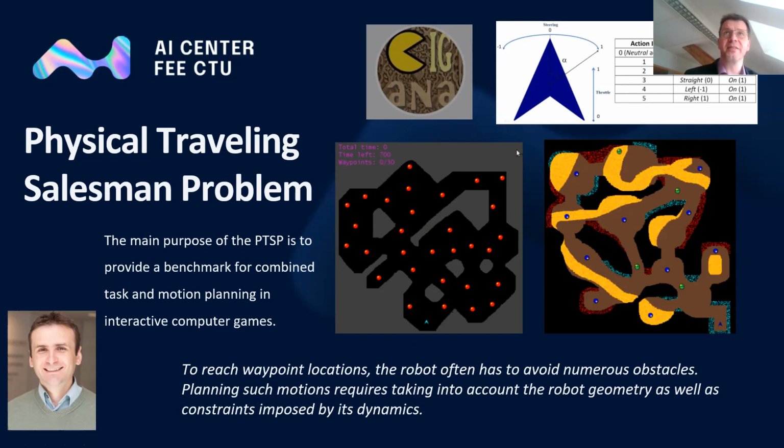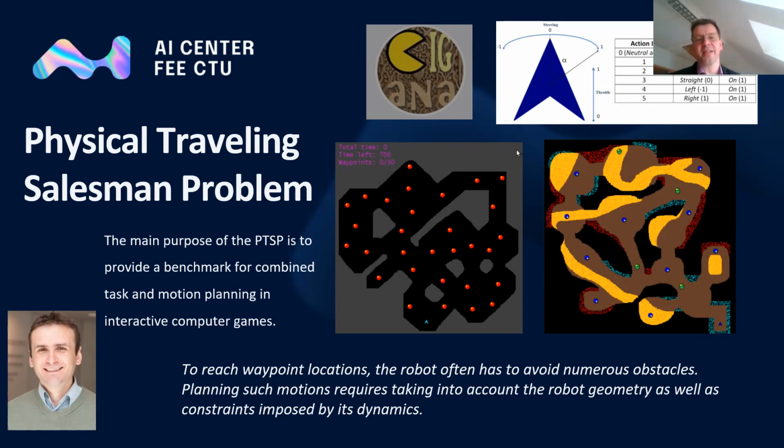So not always the discrete shortest path is best, because you already have to accelerate, you have to avoid hard turns. To reach the waypoint location, you also have to avoid obstacles. Planning such a motion requires taking into account the robot geometry, which in this case is quite simple, as well as the constraints imposed by the dynamics. So this is a very simple game-like scenario. You can view it as a computer game, and you have to steer the Starship-like thing and collect all of the 50 or 30 waypoints here.